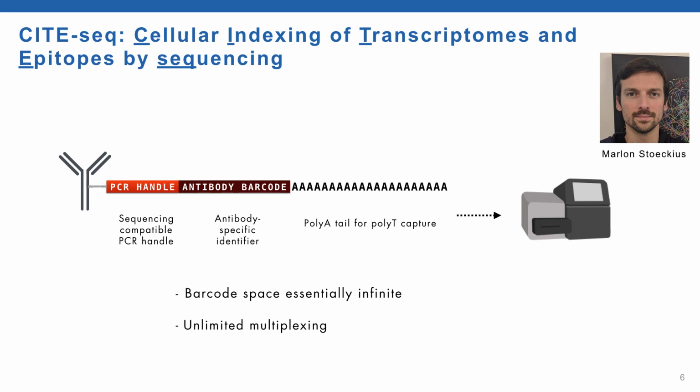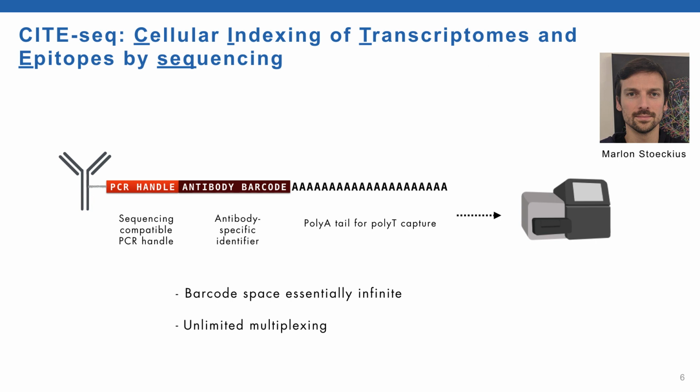This is the brainchild and the work of Marlon Stoeckius, who is formerly of my group. He's now working for 10x Genomics in Stockholm. He had the idea that you could couple protein detection to single-cell RNA sequencing by putting a DNA oligo onto antibodies and allowing that oligo to be captured by the RNA sequencing method.